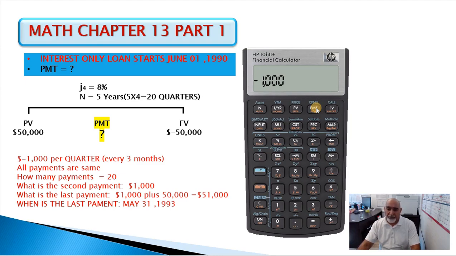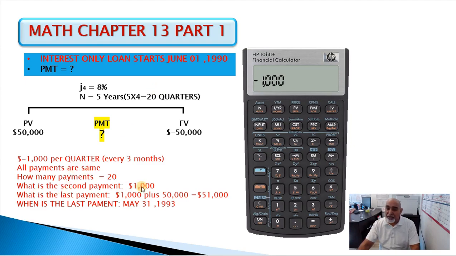Okay, but think of it, it's every 3 months. So all the payments are the same. Every 3 months, $1,000. So if the exam question says, what's the third payment? The answer is $1,000. Okay, you don't need to worry about figuring out. The payment is the payment. It's the same amount every 3 months.